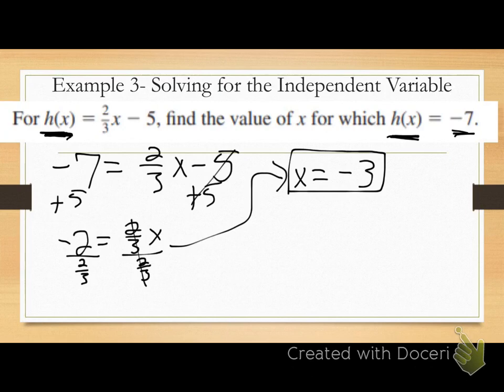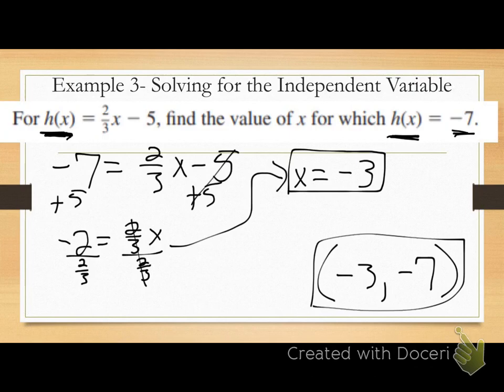So if I wanted to write this ordered pair down, how would I write it? Negative 3, negative. There you go. Negative 3, comma, negative 7. You don't have to write the ordered pair. I just want you to see the correlation between, hey, negative 3 is my x value, negative 7 is my h of x value, aka my y value. Okay? So make sure you pay attention to what they're saying equals what, whether it's your h of x or f of x, or equaling a number, or your x value or your t value equaling a number.